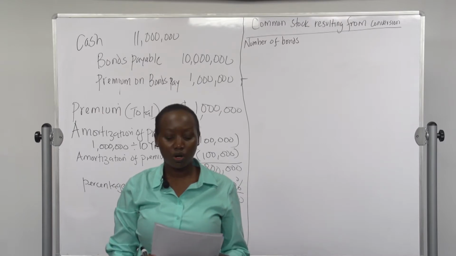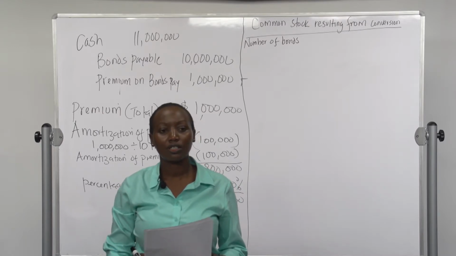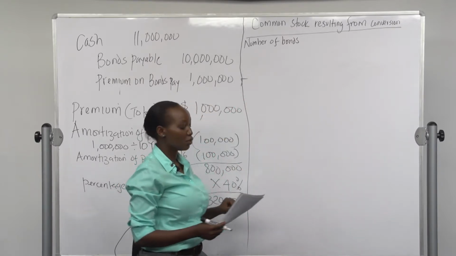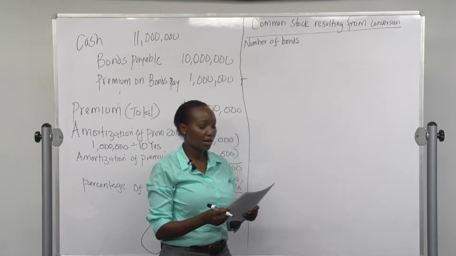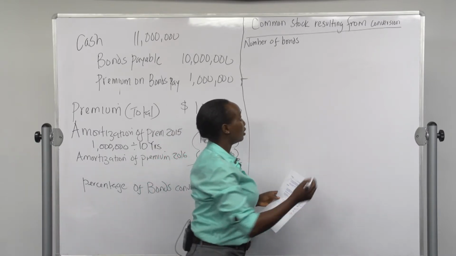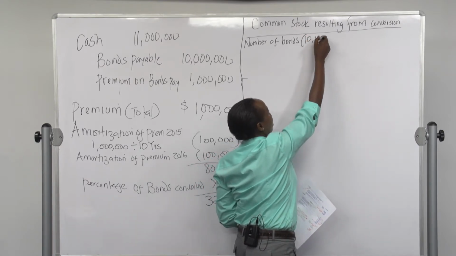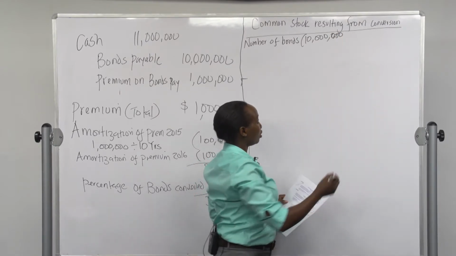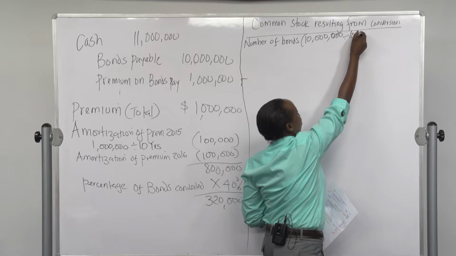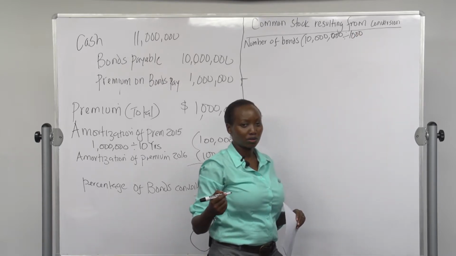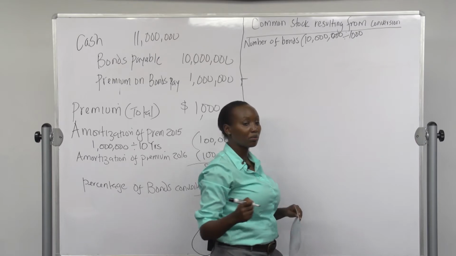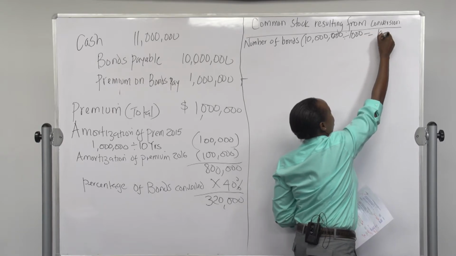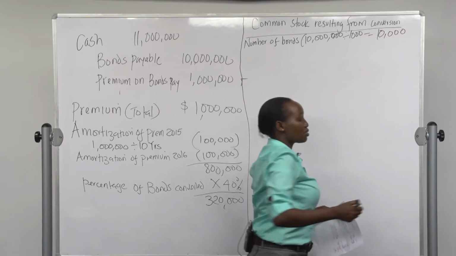Okay, so let's work on the number of shares next. First of all, let's figure out the number of bonds that we have. So we have 10 million in bonds. We're going to take the 10 million and divide that by 1,000 because each bond is $1,000. That gives us the count of the bonds, each with a $1,000 value. So the total number of bonds is 10,000.